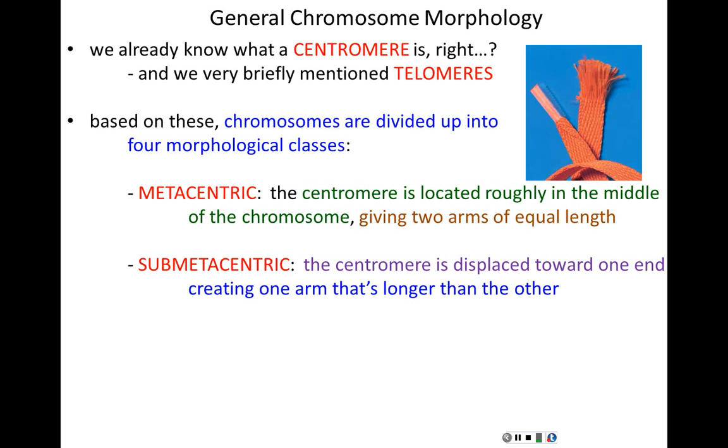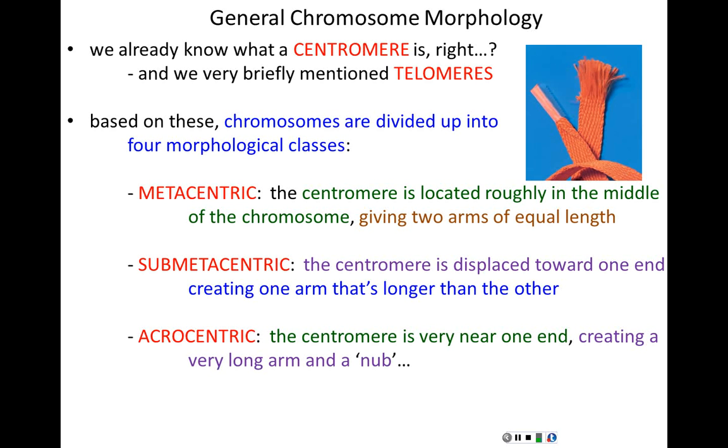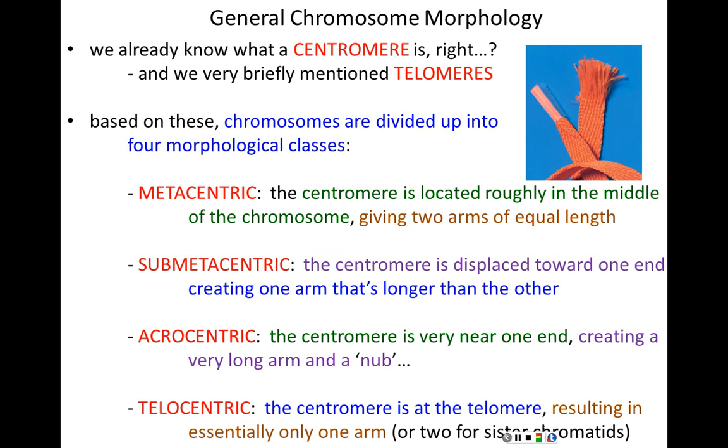Submetacentric, where the centromere is displaced just a bit towards one end or the other, creating one arm that's a bit longer than the other. Acrocentric, here the centromere is very, very close to one end, creating one very, very long arm and just the smallest hint of a short arm on the other side of the centromere. Or telocentric, remember telomere and centromere, telocentric is when the centromere is at the cap of the chromosome, pretty much resulting in just one long arm and no other arm on the other side of the centromere because the centromere is at the end of the chromosome.